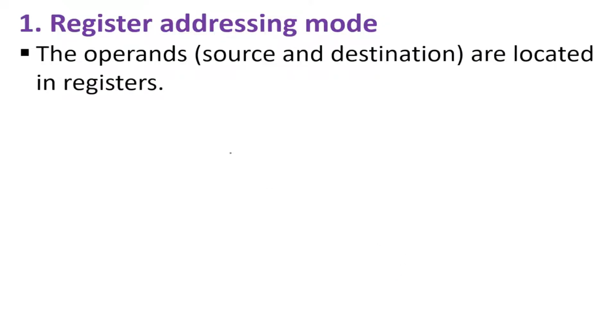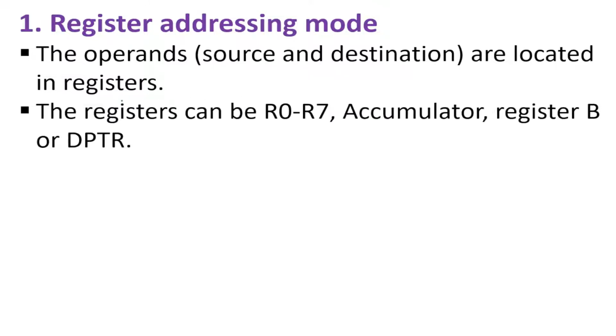Now let us move to the first mode, that is register addressing mode. The operands, that is source and destination, are located in register. And in 8051, the register can be R0 to R7 register, it can be accumulator, it can be register B, or it can be data pointer, that is DPTR. Let us take one example. Here the instruction is MOV A, R5. The source operand is R5. The destination is accumulator, that is register A.